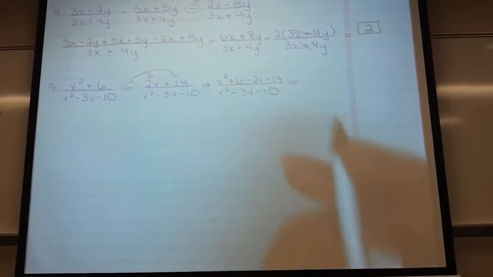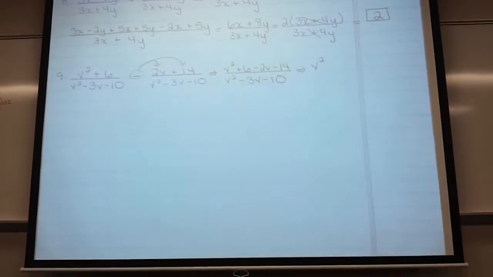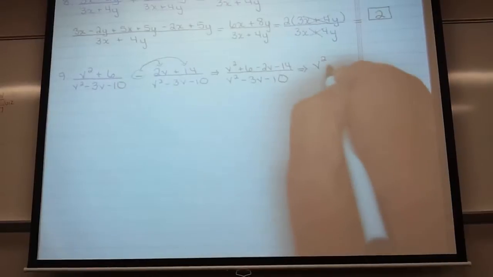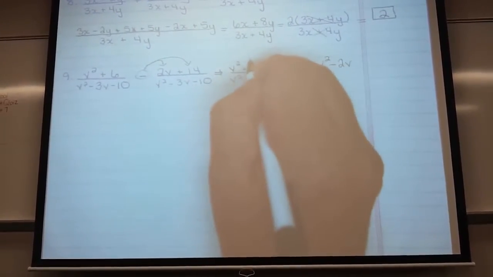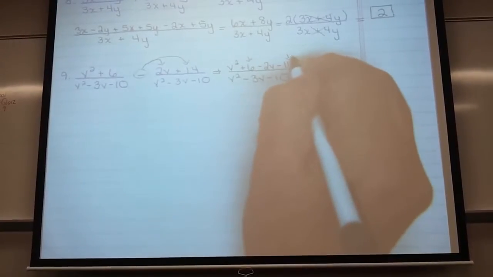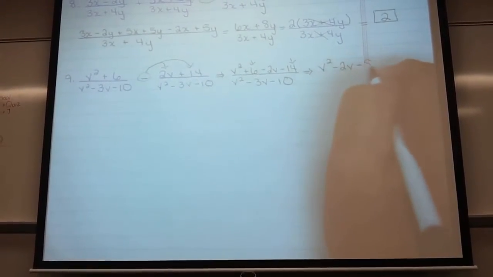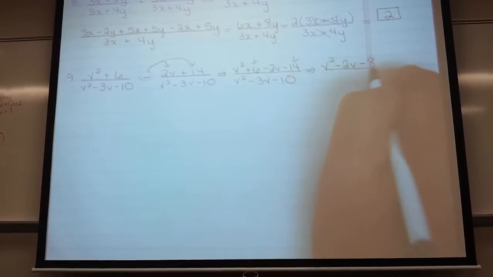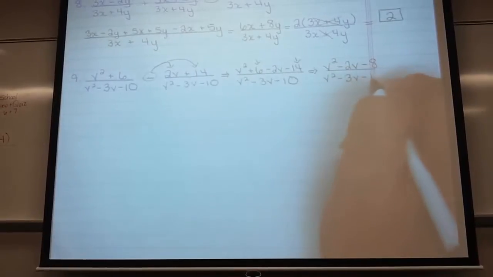Okay, so I can combine stuff on the top. I only have a b squared. I only have a minus 2b. But I do have two numbers, this one and this one: 6 minus 14 is minus 8. And then I'm going to keep it over b squared minus 3b minus 10.